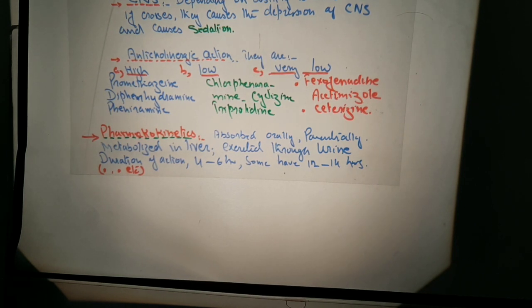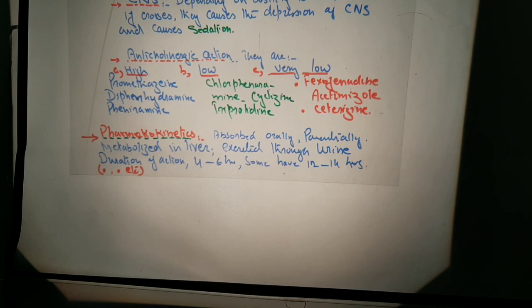So to avoid that, they are known as anticholinergic drugs. They can be used. Now pharmacokinetics of these drugs: absorbed orally and parenterally, metabolized in the liver, excreted through the kidney, that is in the urine. Duration of action is 4 to 6 hours. But there are certain drugs which have a long duration of action, that is 12 to 14 hours. These drugs are fexofenadine and cetirizine.